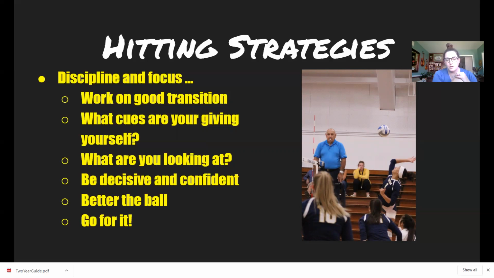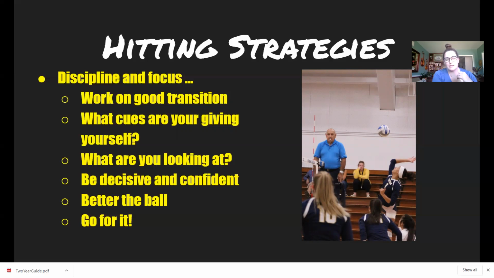If you're in the middle of your approach and you're not completely sure what you're thinking of or what you think is going to work, or when you go up to hit the ball, you make some last minute change of mind, that is oftentimes when you're going to make your biggest errors. So you have to be decisive, you have to be confident with your decision making, and you got to go for it.